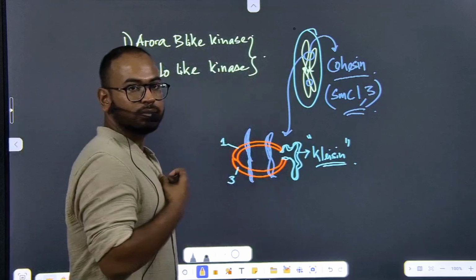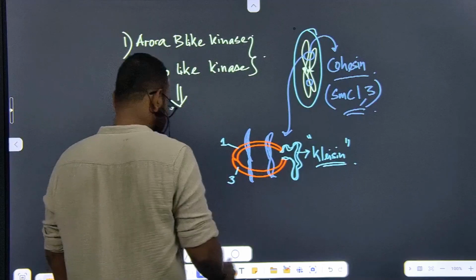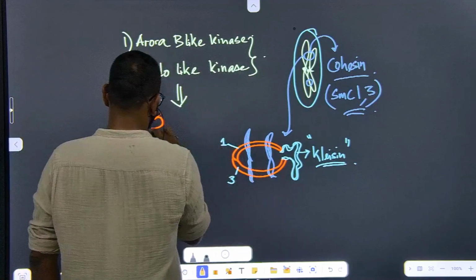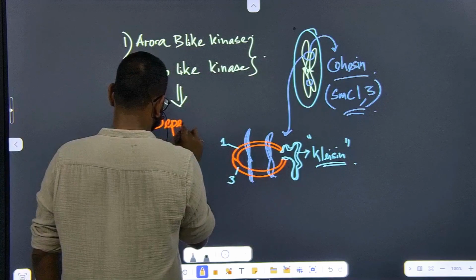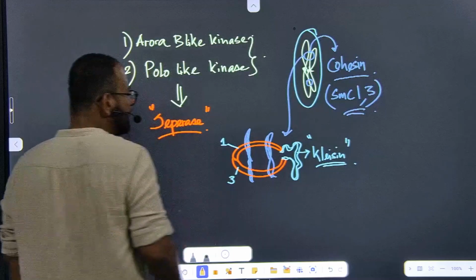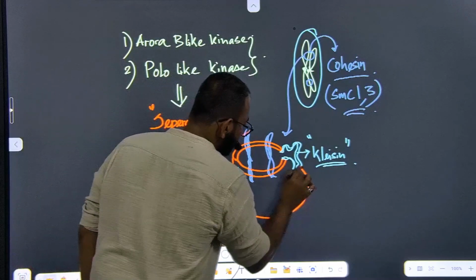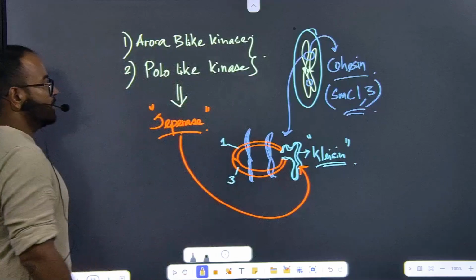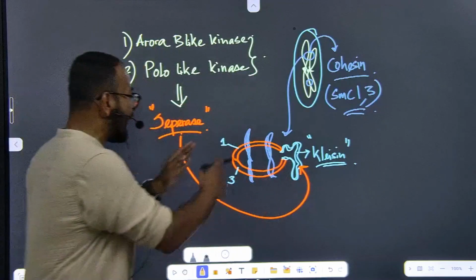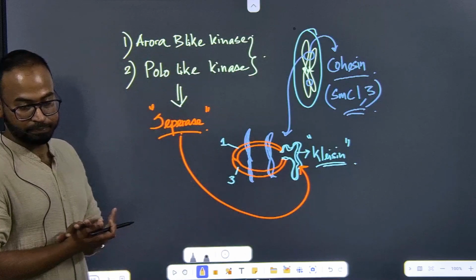These two kinases activate a specified type of protein called separase. What does separase do? This separase cleaves this claisin, and as a result, chromatids get separated from each other.